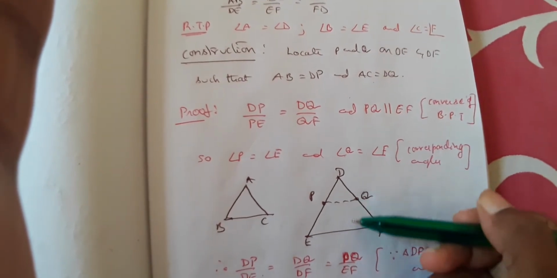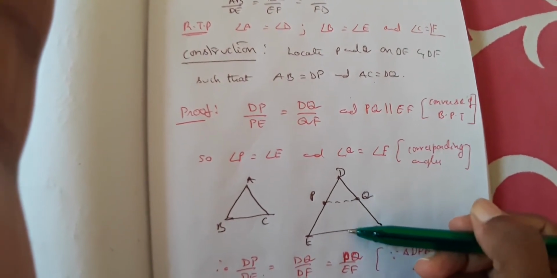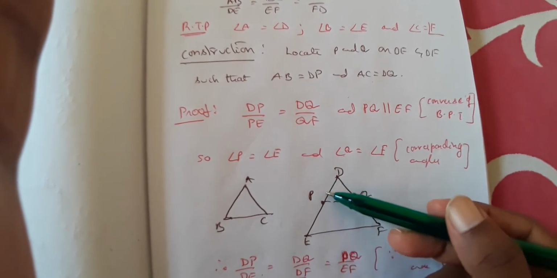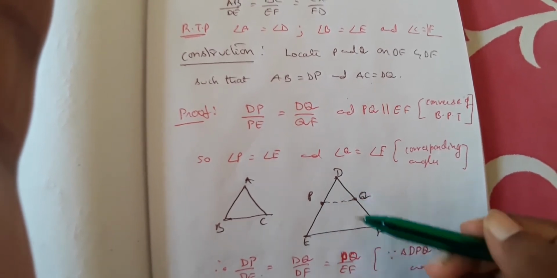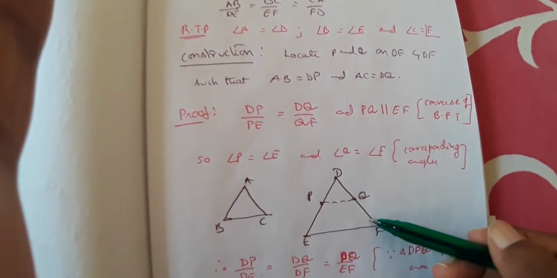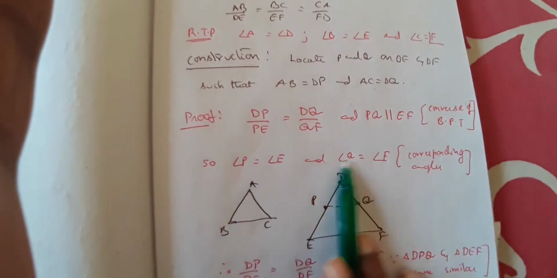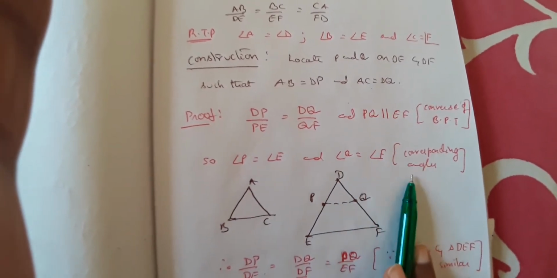So what did we say? That this is parallel to this. Now when they are parallel, corresponding angles, angle P is equal to angle E. Angle Q is equal to angle F. Very good. So that is what we are giving as the conclusions, corresponding angles.